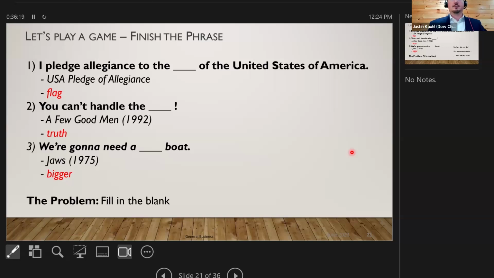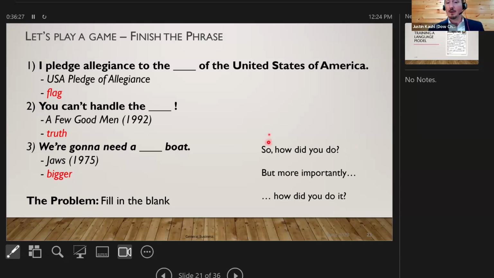So I want you to think about this as an analytics problem or a data science problem. So the problem here is fill in the blank. How did you perform on this particular little game here? But more importantly, how did you do it? How did your brain fill in that blank? There are, like I said, hundreds of thousands of words. You didn't just randomly pick one of them, right?